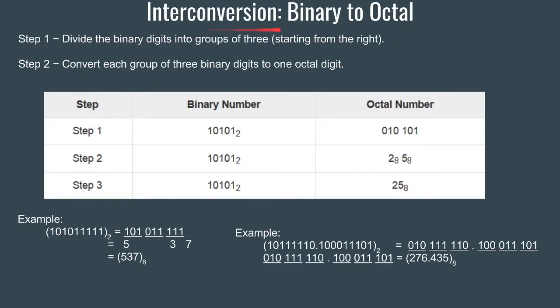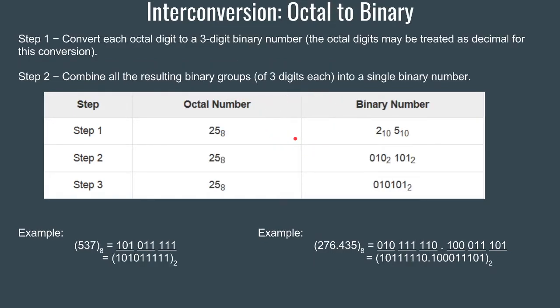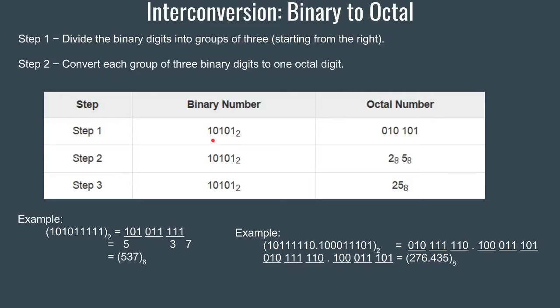Now we see how to convert from binary to octal. In this process, in the first step, we'll divide the binary digits into groups of 3 starting from the right hand side. So actually this process is just the opposite of what we did over here. Let us take a look at this example.